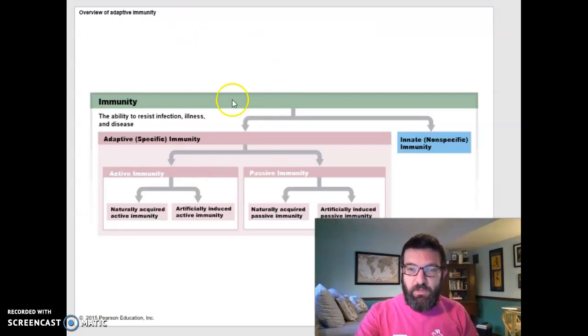So within adaptive immunity, active immunity means that you were exposed to an antigen and started making your own antibodies, either naturally because you got the disease or artificially because you got a vaccine. Passive immunity means you're getting antibodies that you did not make, either naturally through breastfeeding or through a placenta, or artificially because you went to a doctor and they gave you a shot full of antibodies.